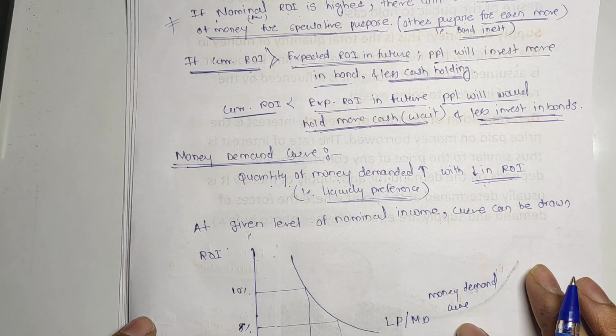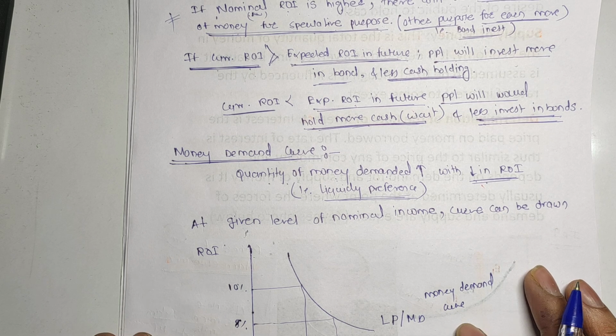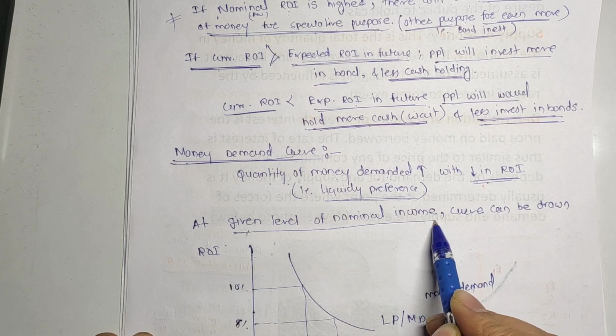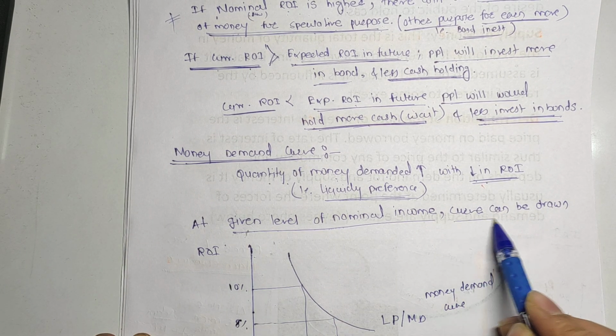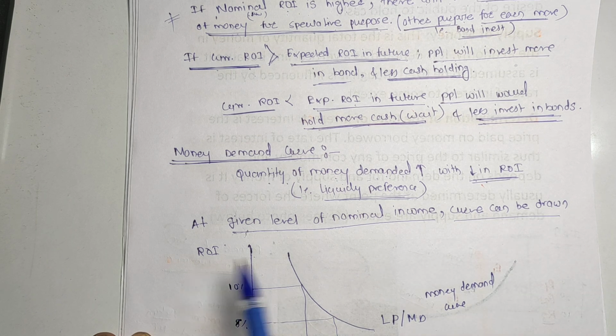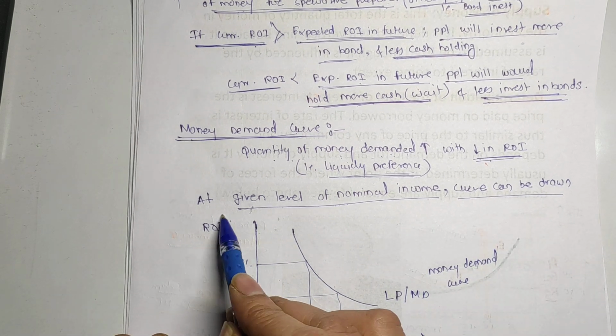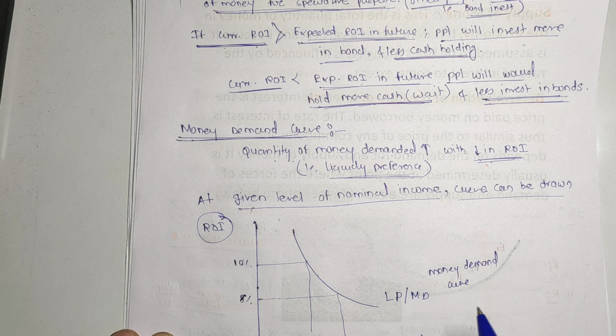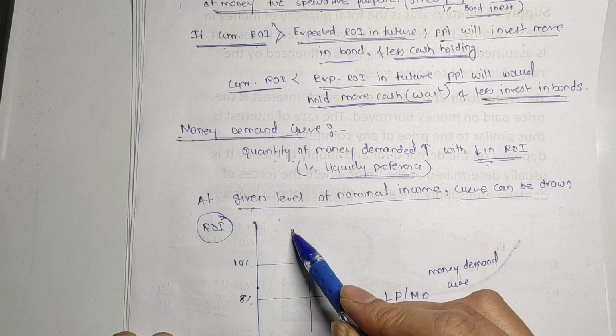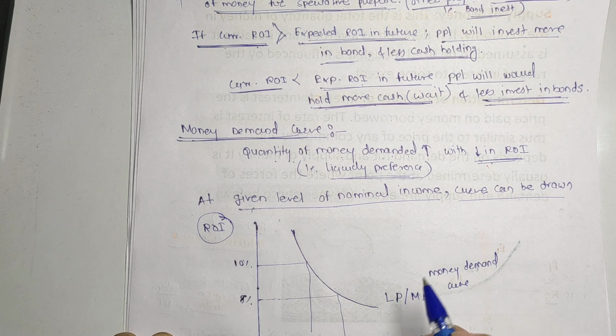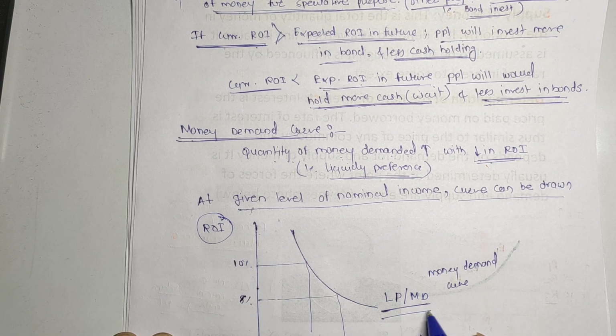See here, at a given level of nominal income, the curve can be drawn. See, this is the curve drawn. This is the rate of interest on the vertical axis and the amount of money on the horizontal axis, and this curve is nothing but your liquidity preference curve. The liquidity preference curve is also called the MD, that is the money demand curve.